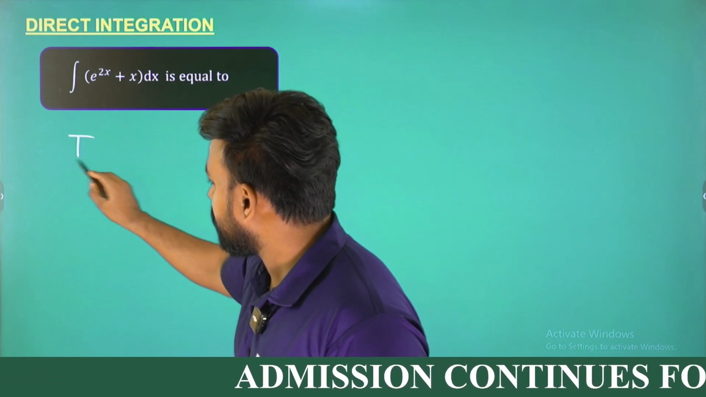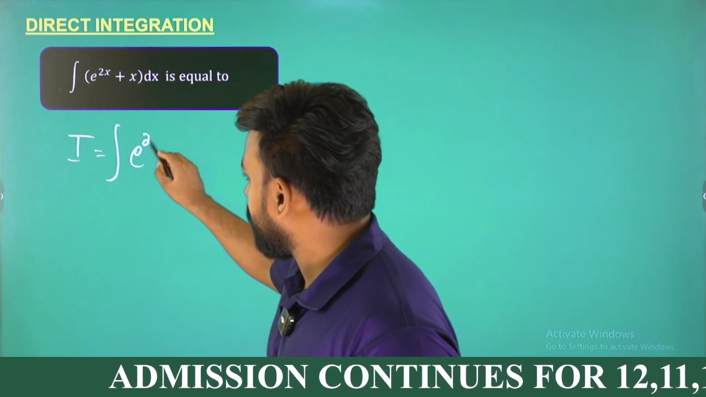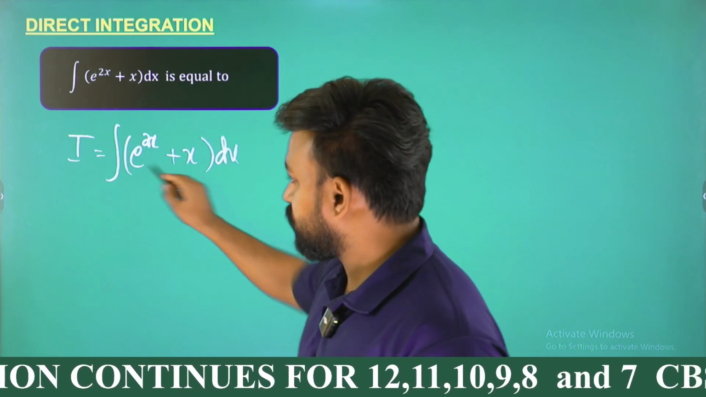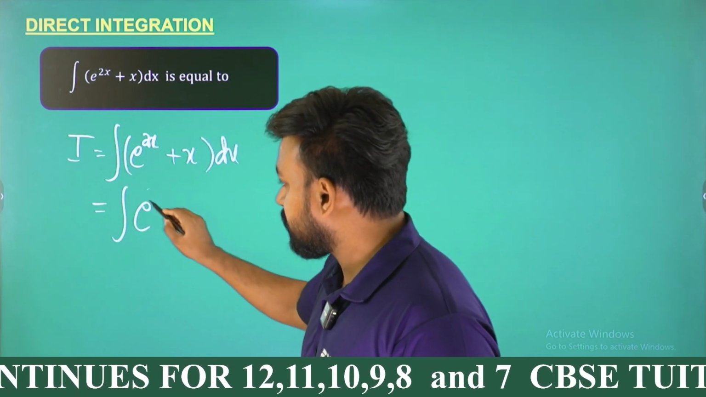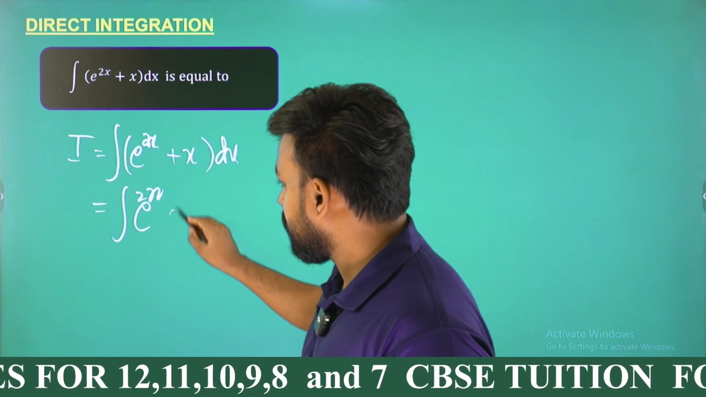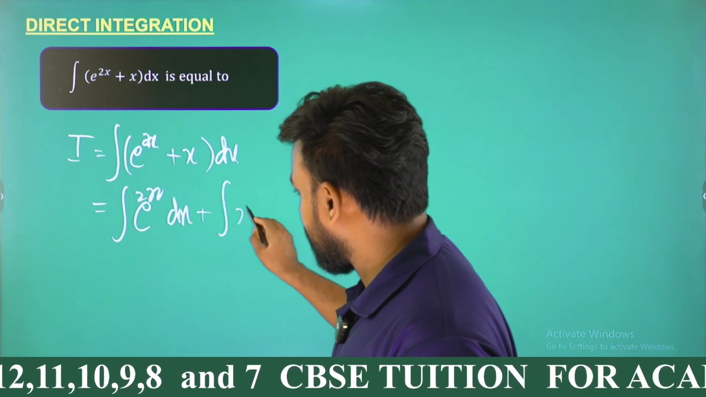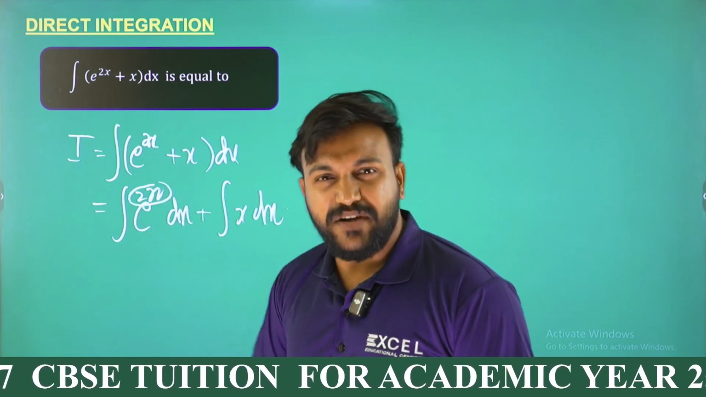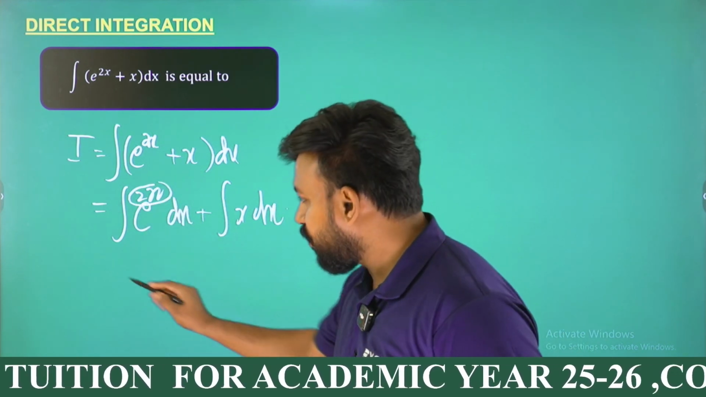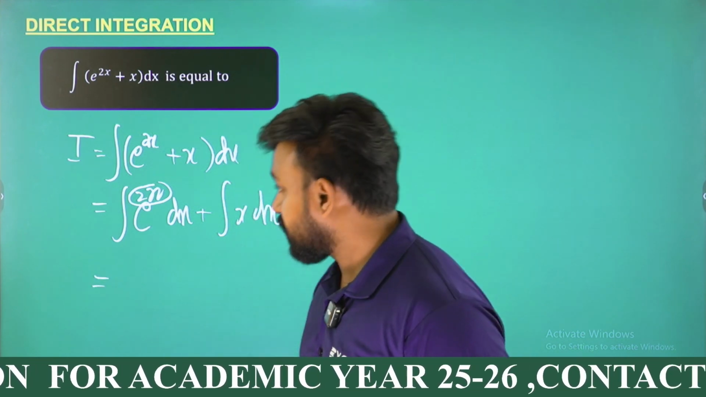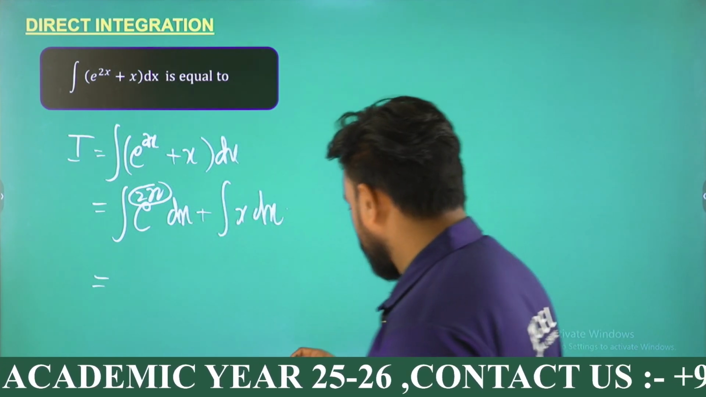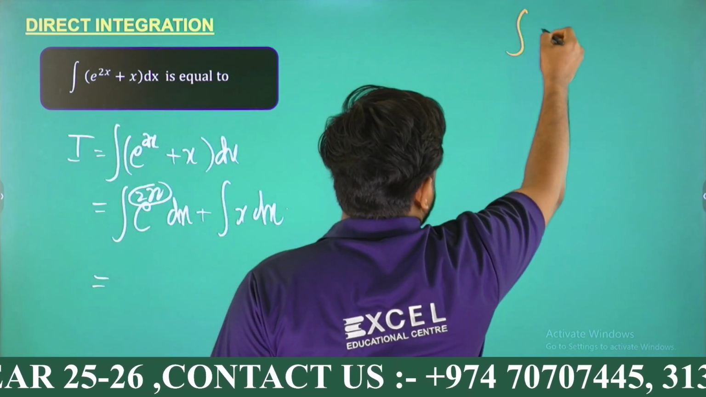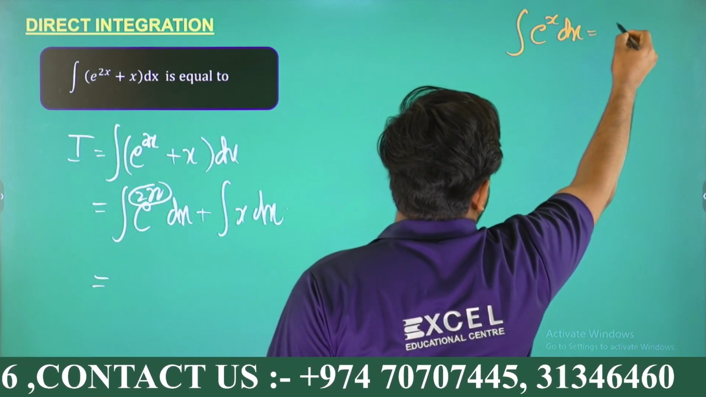I have to integrate I is equal to the integral of e raised to 2x plus x dx. If there are two functions, you can integrate them separately: the integral of e raised to 2x dx plus the integral of x dx. Actually you have to do substitution here, but without doing substitution we can do this problem. How can we do that? What is the integral of e raised to x? You have to know that the integral of e raised to x dx is e raised to x itself.